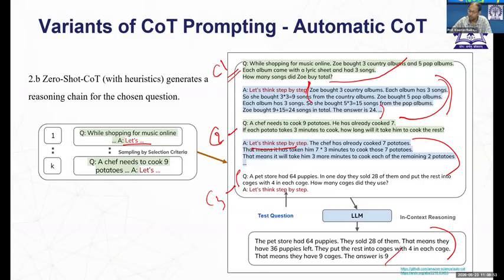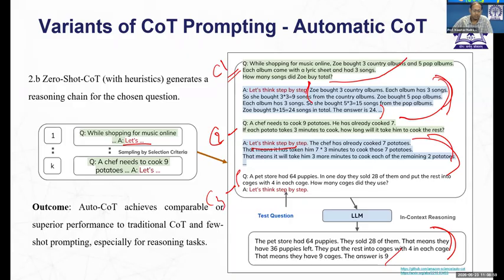Why automatic chain of thought? Because I am automatically generating this reasoning process. So this is basically chain of thought. Now, what is the outcome? This auto COT achieves comparable or superior performance to traditional chain of thought and few shot prompting, especially for the reasoning task. Why? Because in the chain of thought, you have to ask a human to generate the reasonings or basically the steps, and obviously there is a limitation of that. You cannot basically annotate a large amount of reasoning steps.